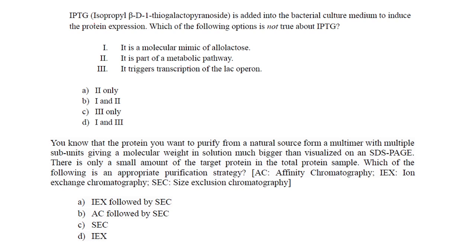The next one, IPTG. This is a question regarding IPTG, and this is a very important question for you people. So IPTG. So what is IPTG? What is not true about IPTG?